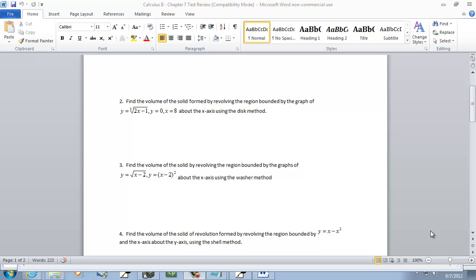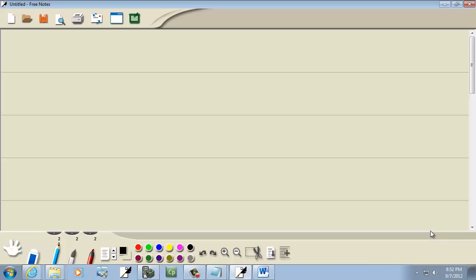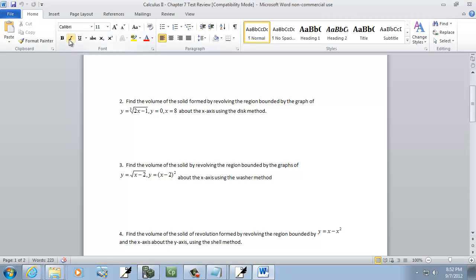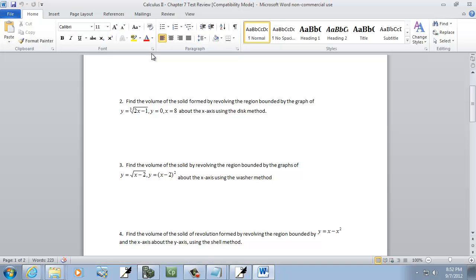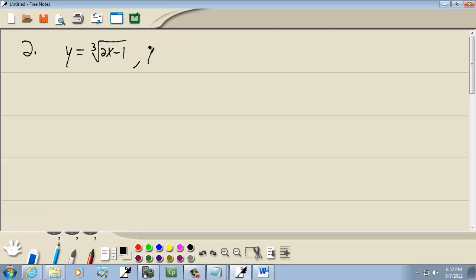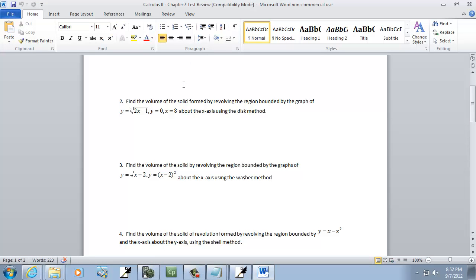Let's take a look at problem number 2. It says y is equal to the cube root of 2x minus 1, and y is equal to 0, and x is equal to 8. And it says find the volume of the solid formed by revolving the region bounded by the graph of this about the x-axis using the disk method.